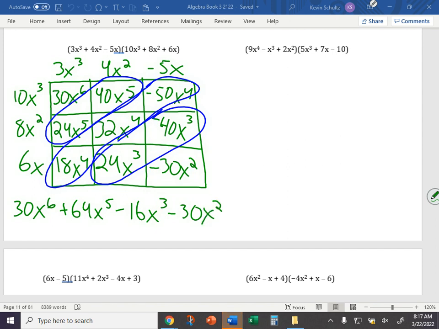Okay? Good stuff. Alright, can we do one more? How'd you get the 64? By combining 40x to the fifth and 24x to the fifth, those like terms, those same variables, the same power. Okay. Is there one on the second page you'd like to do together?